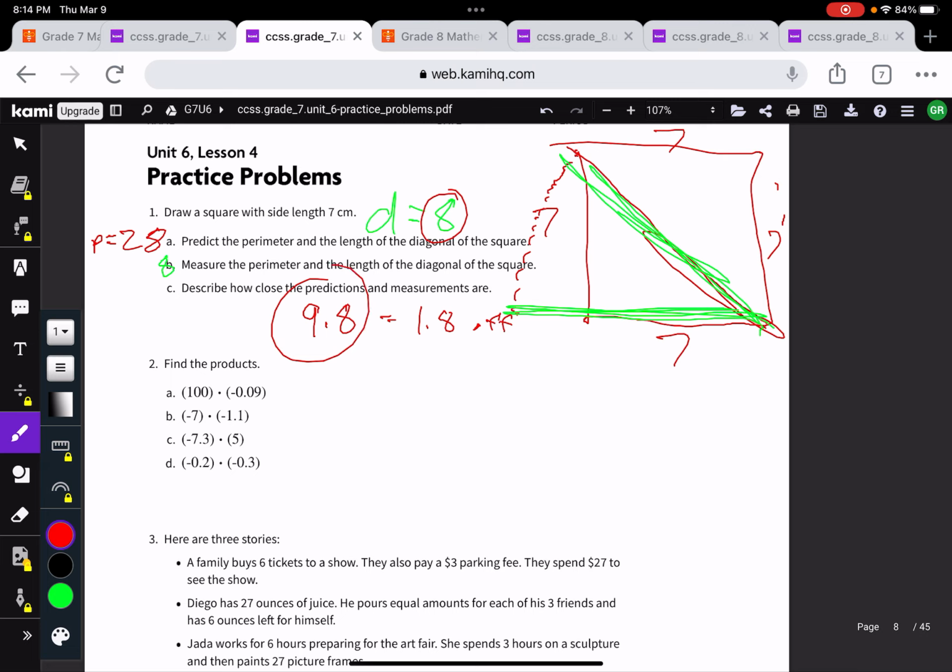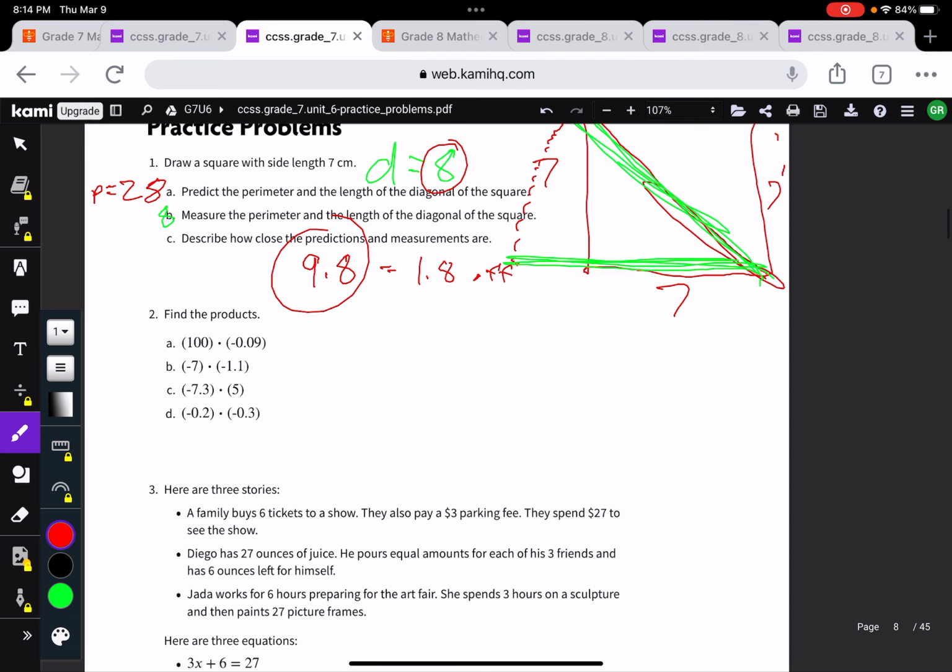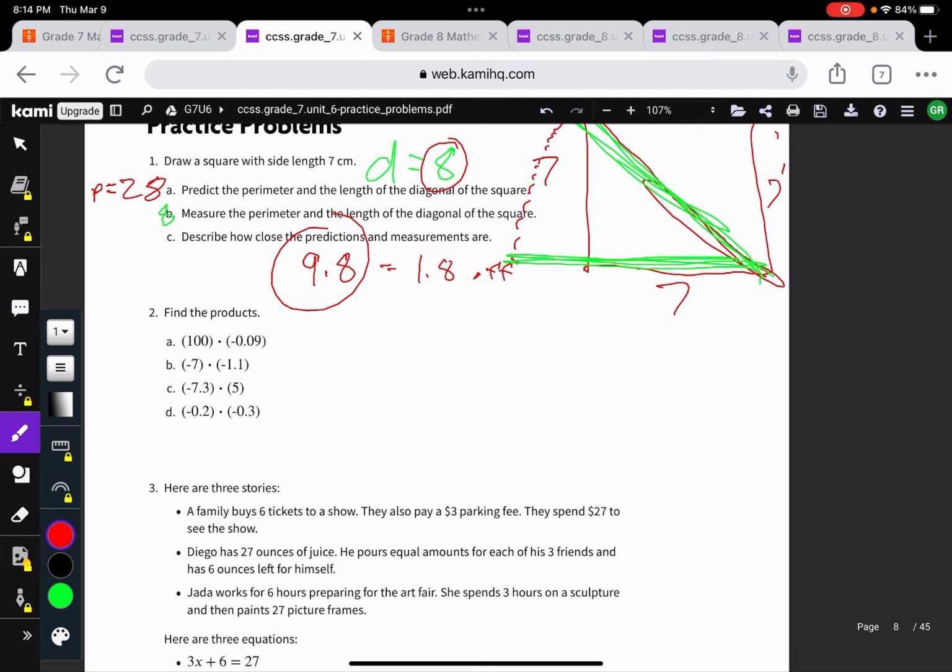And it's a little bit more exact than 9.8. It's a very long decimal, but let's call it good for that one. Number 2 says find the products. Well, I'll let you guys do that. You can use a calculator, except if you use a calculator, you kind of defeat the purpose.